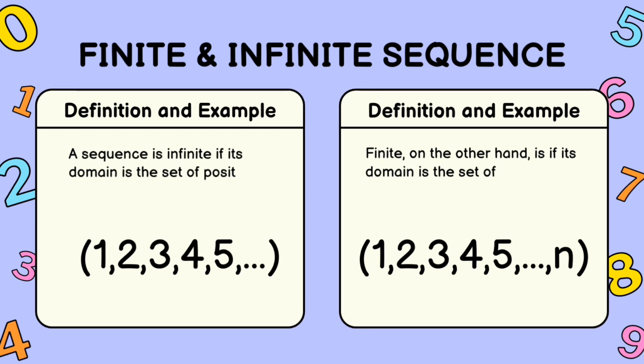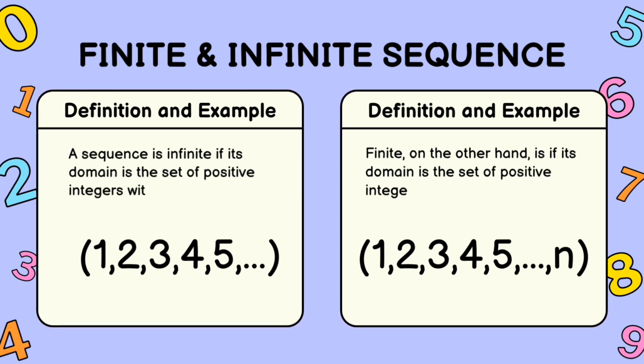A sequence is infinite if its domain is a set of positive integers without a last term. For example, here we have a set of numbers: 1, 2, 3, 4, 5. The three dots show that the sequence goes on indefinitely.